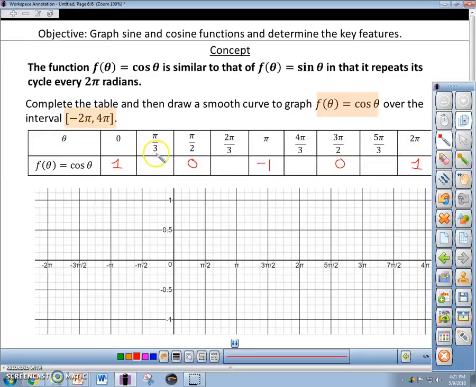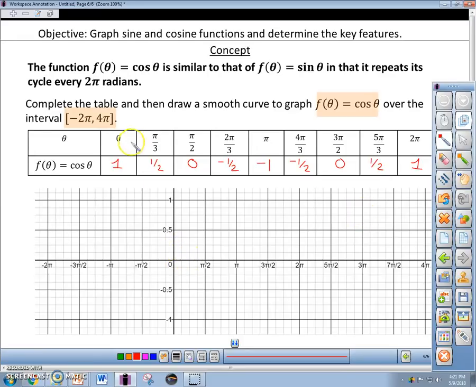At pi thirds, which is our 60 degrees, our cosine is a half. At 2 pi thirds, where cosine is negative, this would be negative 1/2. At 4 pi thirds, in the third quadrant, cosine is negative, so negative 1/2. At 5 pi thirds, in the fourth quadrant, cosine is positive, so positive 1/2.